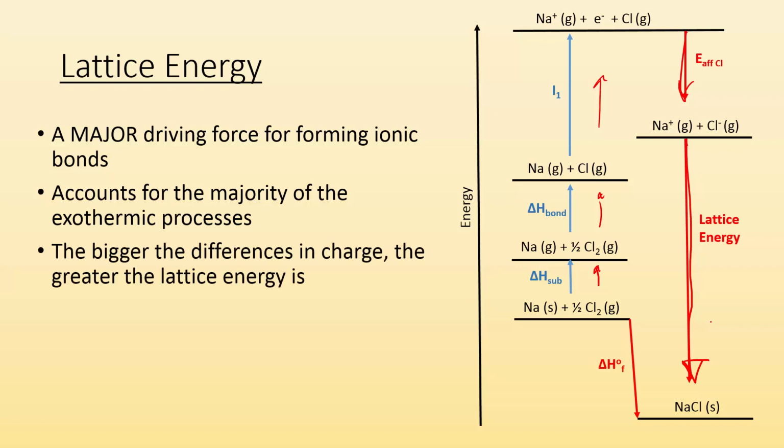So the bigger the differences in charges, the greater the lattice energy tends to be, meaning that if I had Na plus and Cl minus, that lattice energy is going to be less than Mg plus 2 and the oxide ion O minus 2, because a bigger difference in charge means more attraction. But this would even be less than the aluminum plus 3 ion and the nitride minus 3 ion. So as we get a bigger difference in charge, the lattice energy increases.